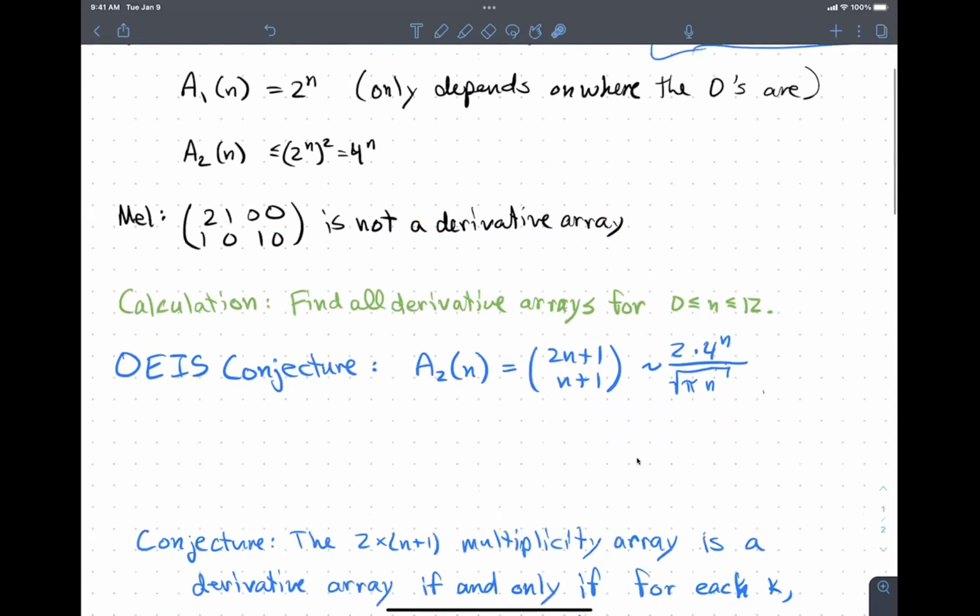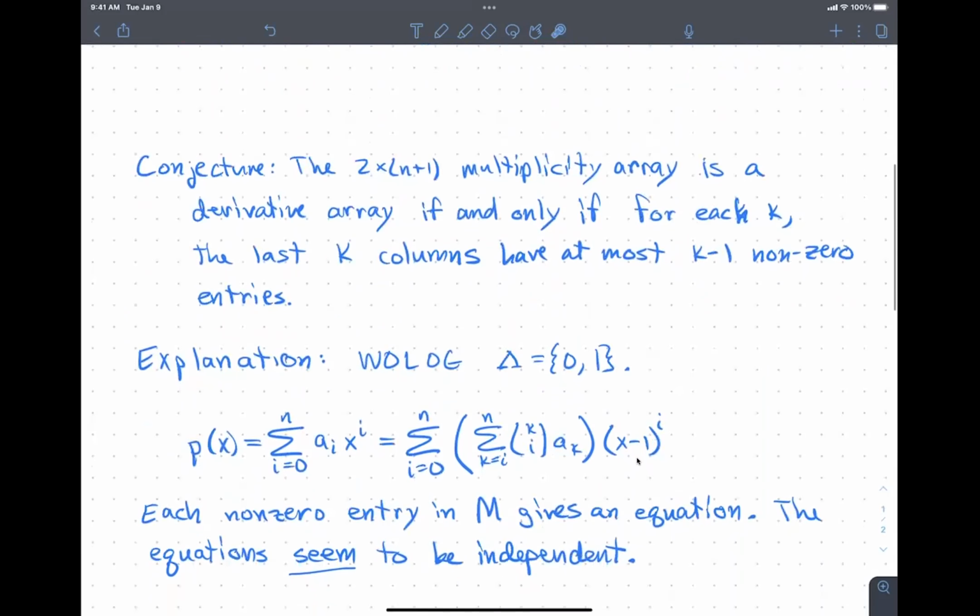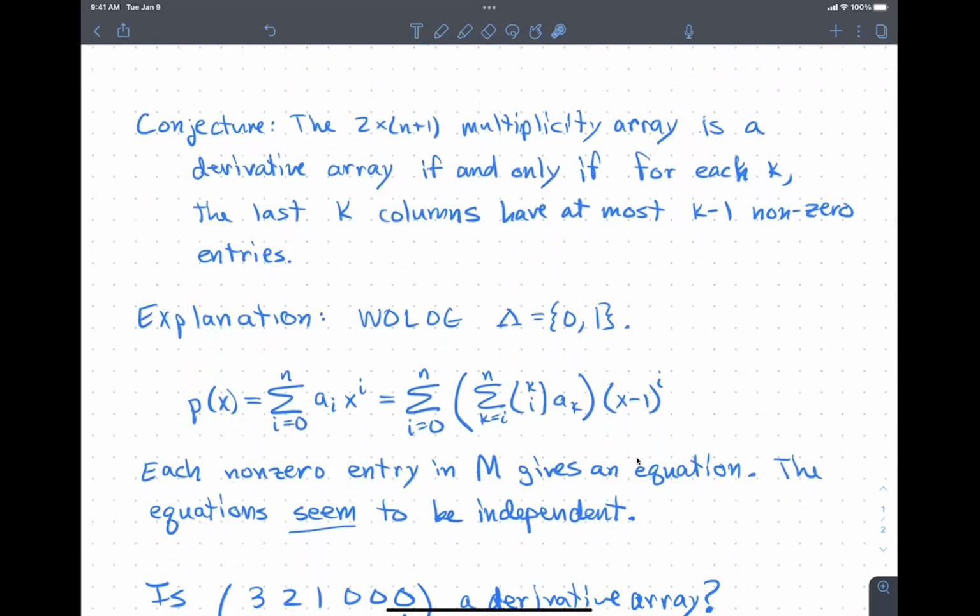Yeah, so looking more carefully, I can kind of figure out what's going on with that. It looks like a 2 by n+1 multiplicity array. So these are the arrays that have the row condition and the column condition that Mel talked about last week. It's actually a derivative array if and only if for the last k columns, we have at most k-1 non-zero entries. And the explanation for that is what Noah and Moshe were just saying, right?